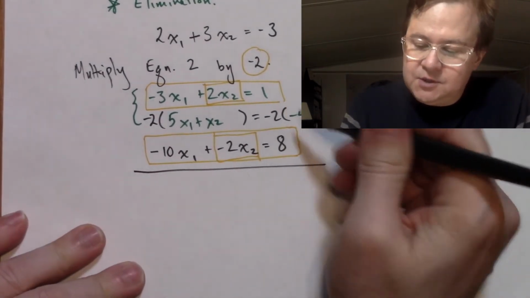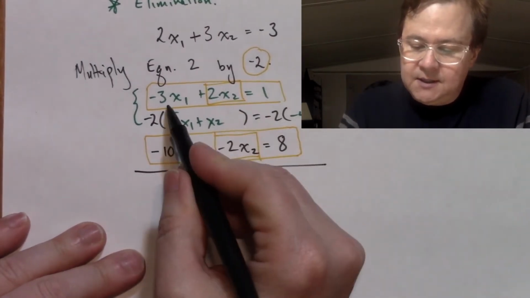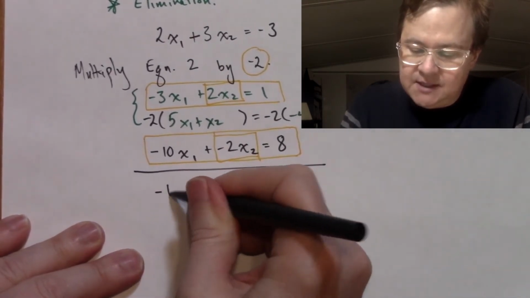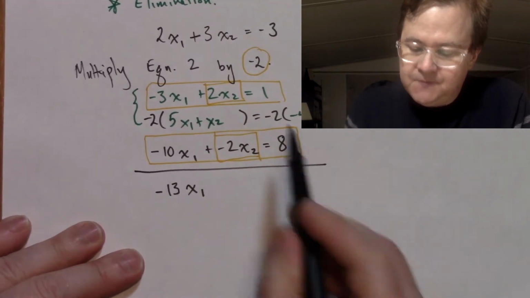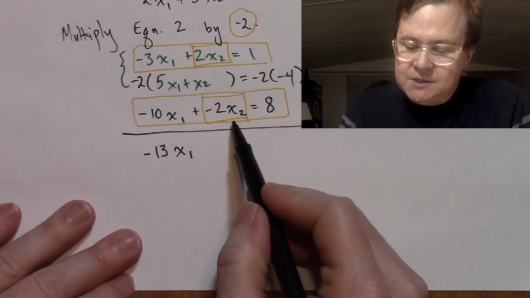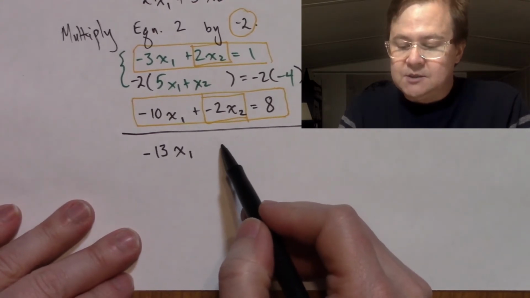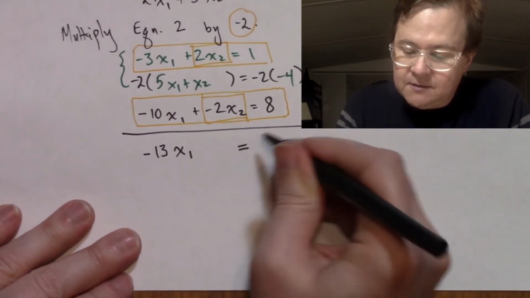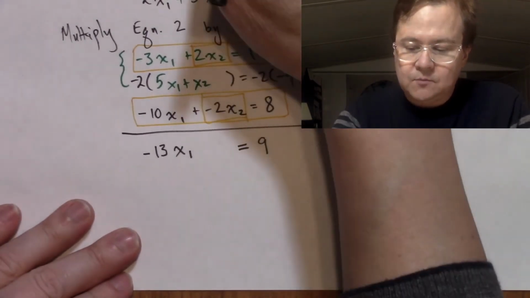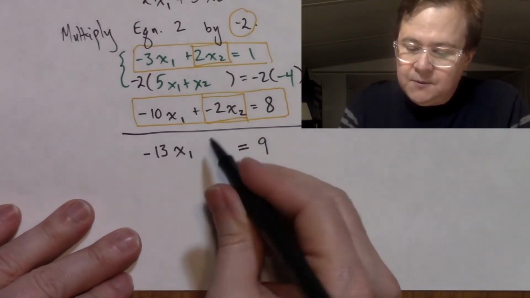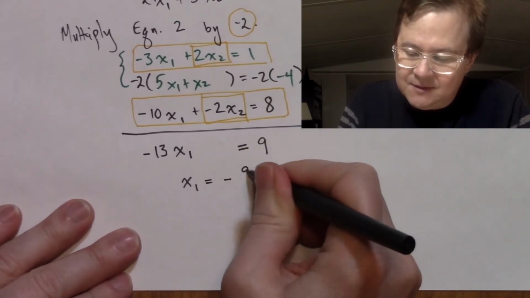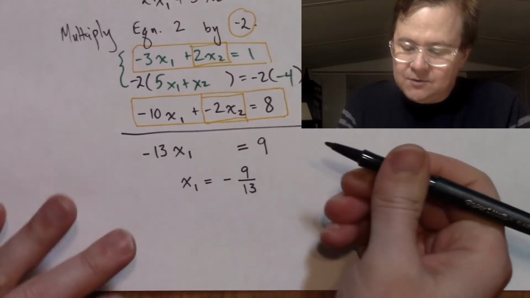Adding equation 1 to my modified equation 2, I get a -3x1 plus -10x1. That adds up to -13x1. +2x2 plus -2x2 adds up to 0x2. We don't even have to write that down. And 1 plus 8 equals 9. And so, from here I can see that x1 is equal to -9 thirteenths.